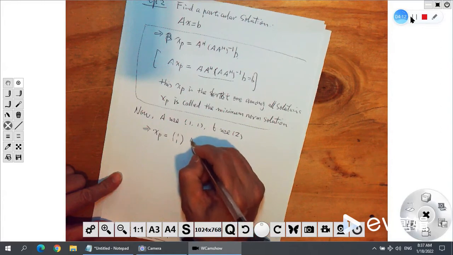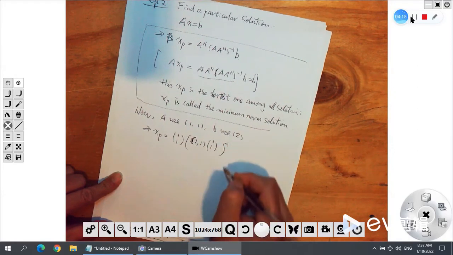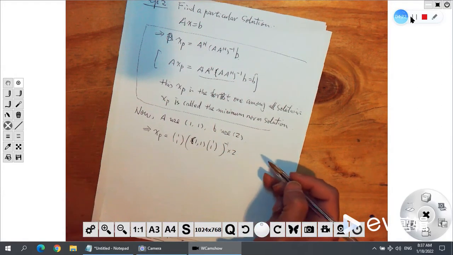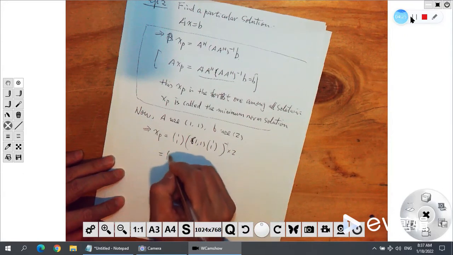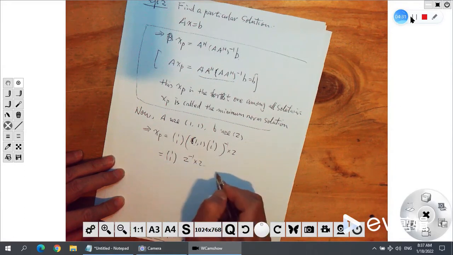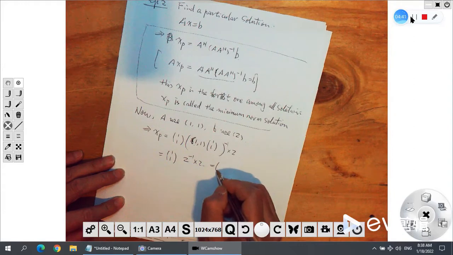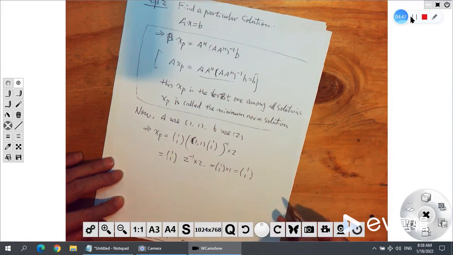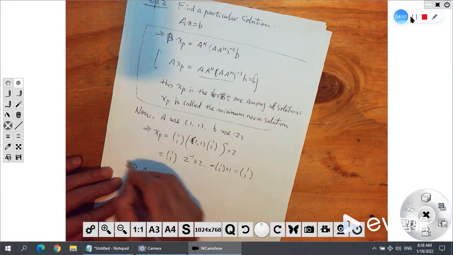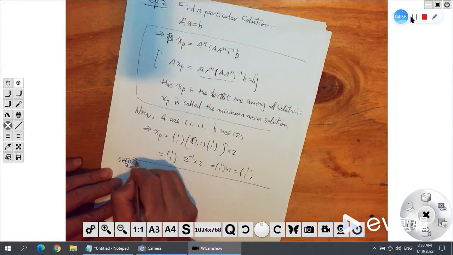And A times A transpose, with inverse, times b. b is just one number, a 1 by 1 vector. This is 1 and 1. When we multiply them together, I get 2. 2 inverse times 2 is 1. So it is just 1 times (1, 1). It is 1 and 1. Now we have our solution. This is step 2. You can say this is step 3: you state the final answer.